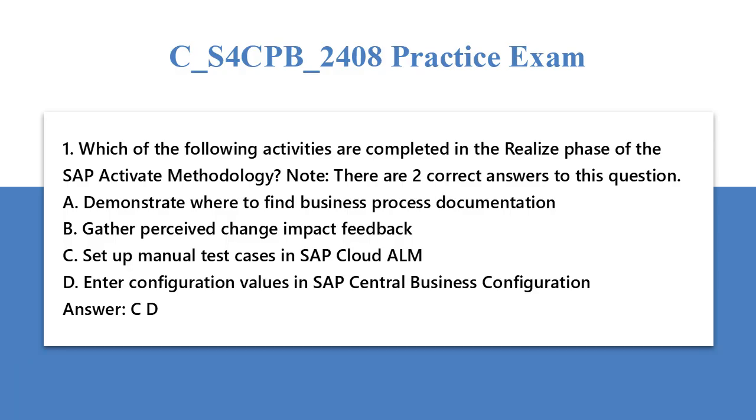1. Which of the following activities are completed in the realize phase of the SAP Activate methodology? Note: there are two correct answers to this question. A. Demonstrate where to find business process documentation. B. Gather perceived change impact feedback. C. Set up manual test cases in SAP Cloud ALM. D. Enter configuration values in SAP Central Business Configuration. Answer: C, D.